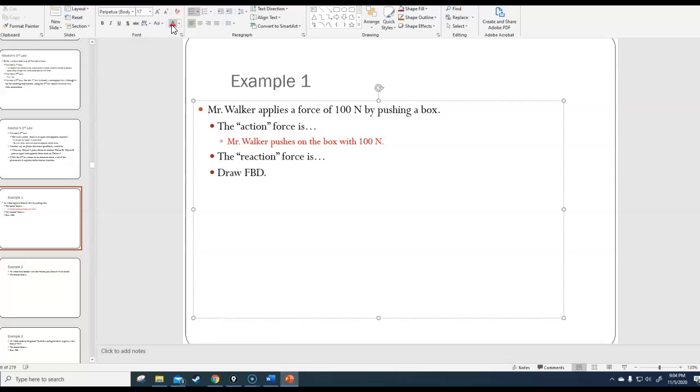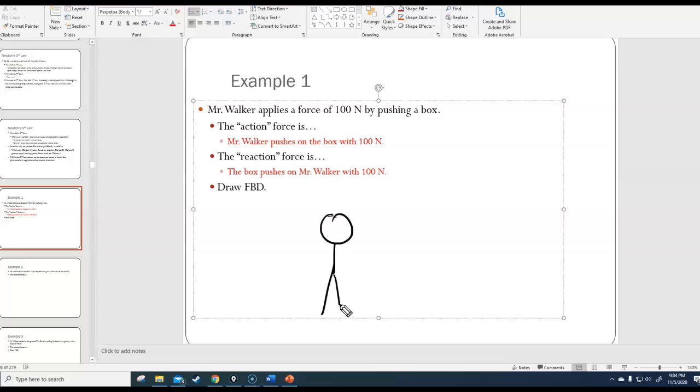Notice that this situation involves two specific objects, Mr. Walker and the box. Mr. Walker puts a force on the box of 100 newtons, and that is the action force. The third law reaction force always involves the same two objects. Okay, so in this case, the reaction force would be the box pushes on Mr. Walker with 100 newtons. Okay, so I push on the box, the box pushes back on me.